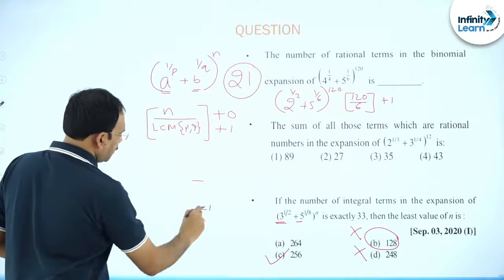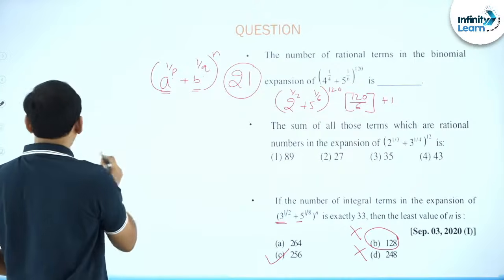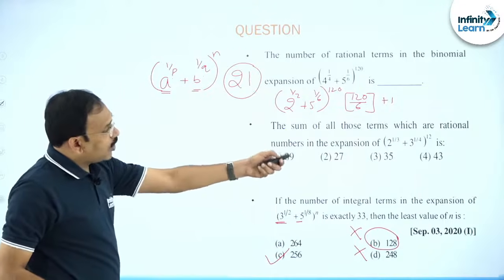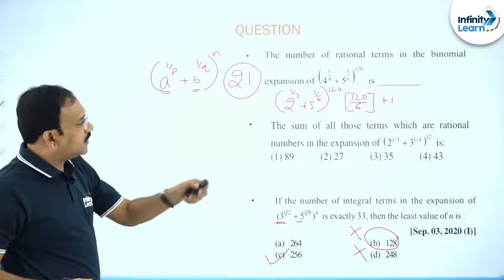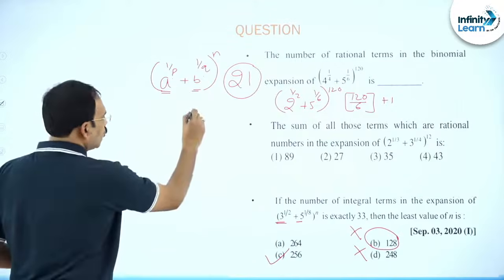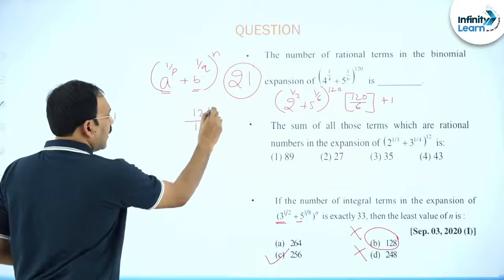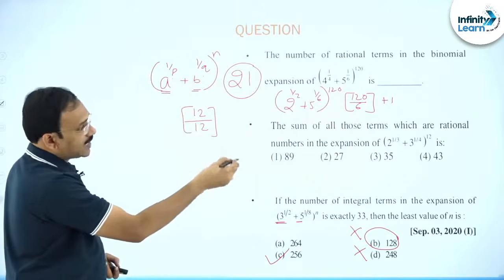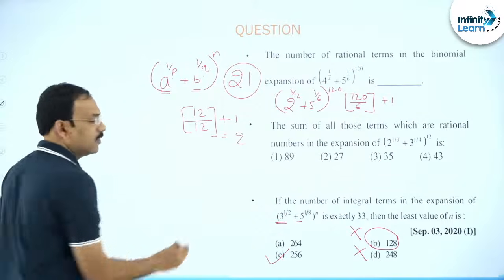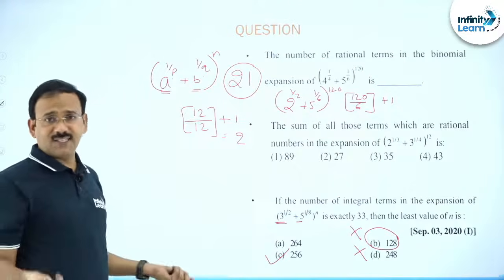He is asking to find the sum of the rational terms, that is, the sum of all those terms in the expansion which are rational numbers. How many rational terms would there be? 12 divided by the LCM of 3 and 4, which is 12, since both 3 and 4 divide 12, plus 1, which is 2. There will be only 2 rational terms. You can find the 2 terms and sum them, right?